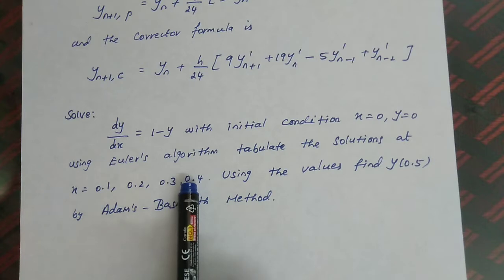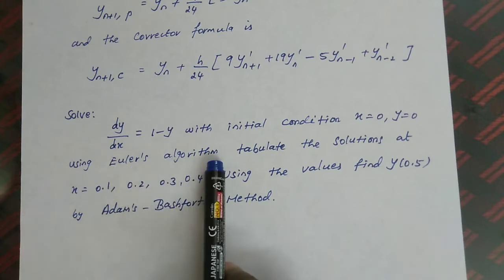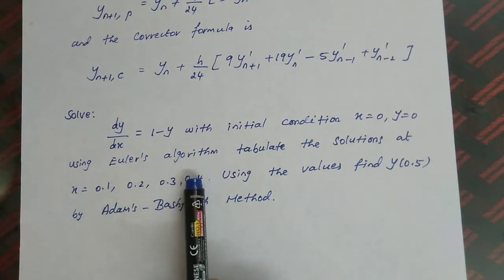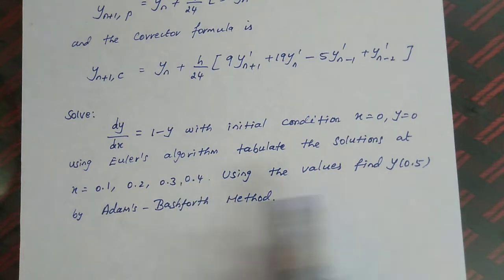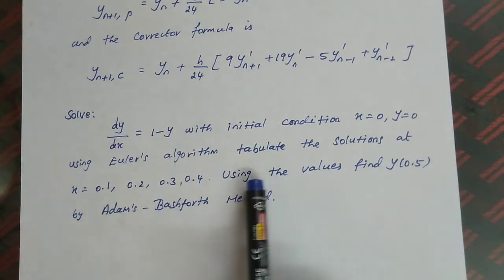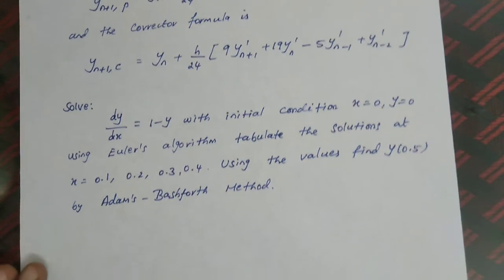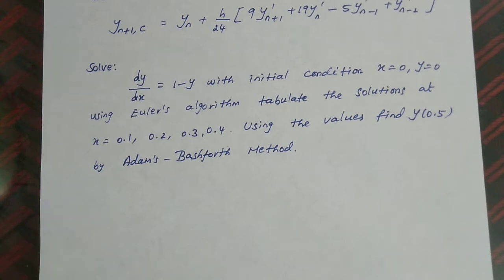First we are supposed to find these by using Euler's algorithm. After finding the beginning values of the data, only then can we go for y of 0.5 by the Adams-Bashforth method. Hope you all are understanding the question clearly. When we do the problem, you can understand more clearly. Look at the solution.